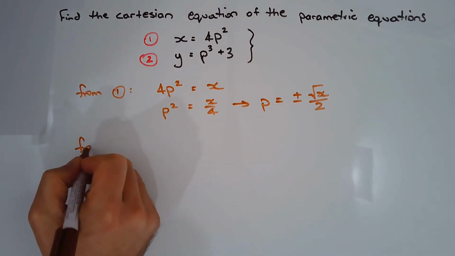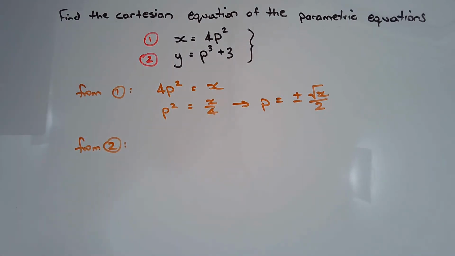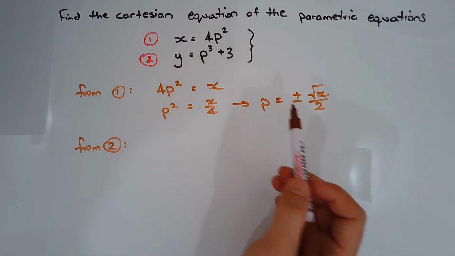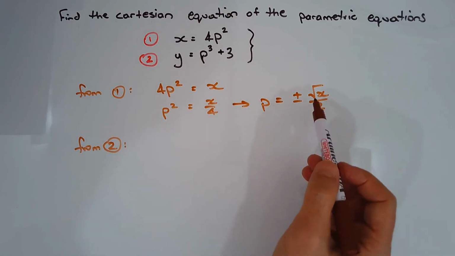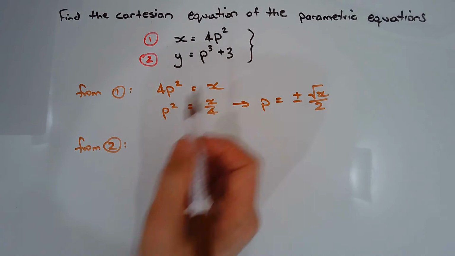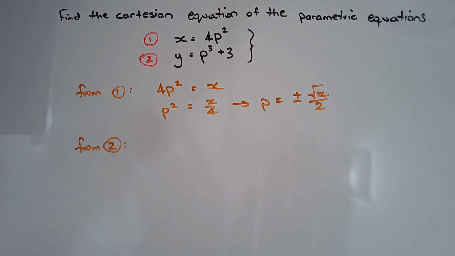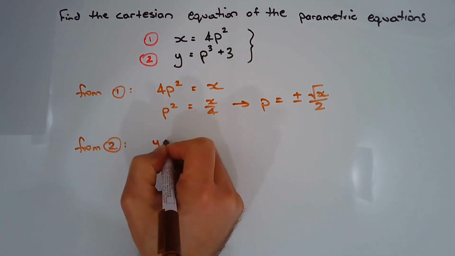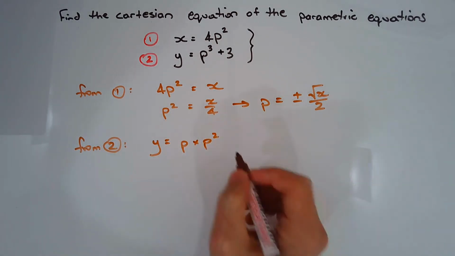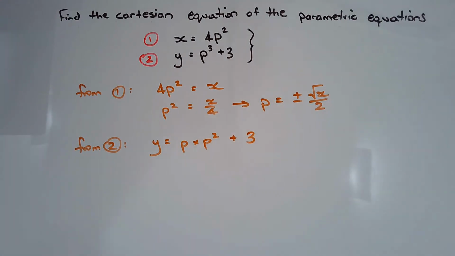So from 2, we're going to substitute out the p, and we're going to substitute in its place plus or minus the square root of x on 2. Now, what we're going to do first though, is I'm going to split up the p cubed plus 3 into p times p squared. You'll see why in a moment. So y is equal to p multiplied by p squared plus 3. After all, using index laws, p cubed is just p times p squared.